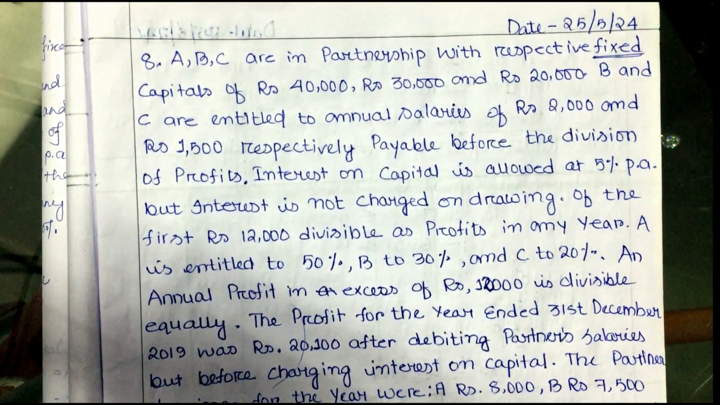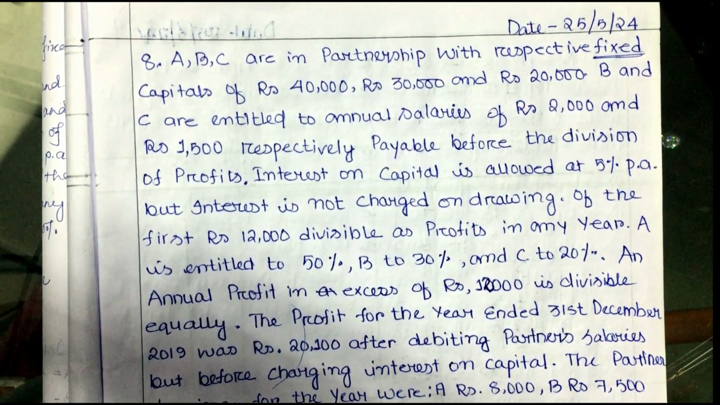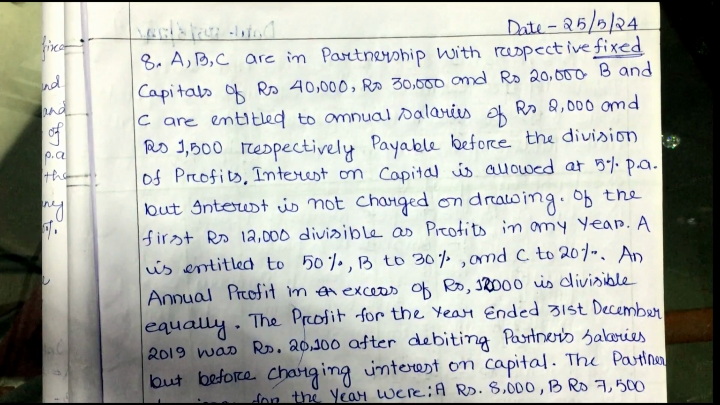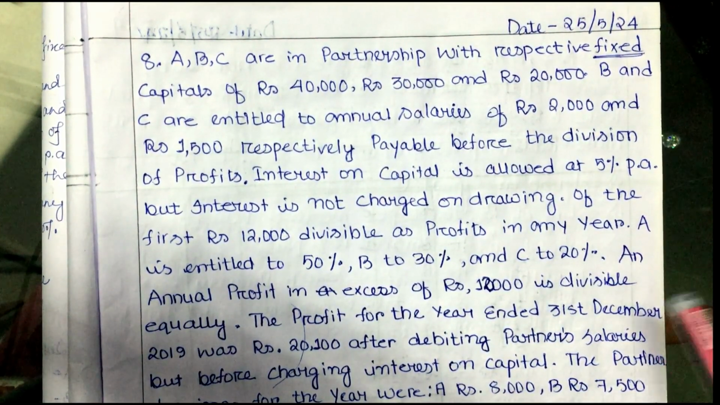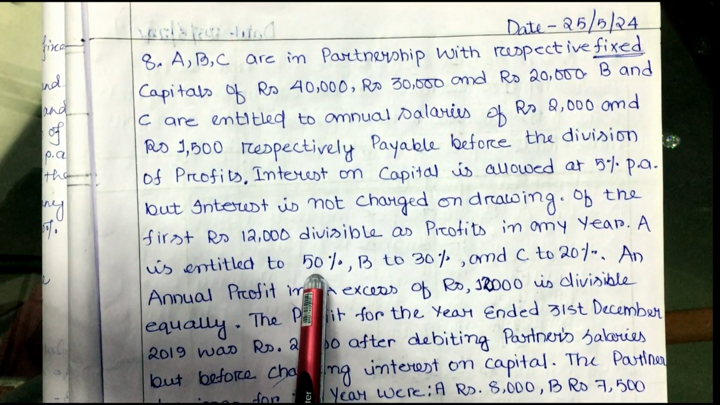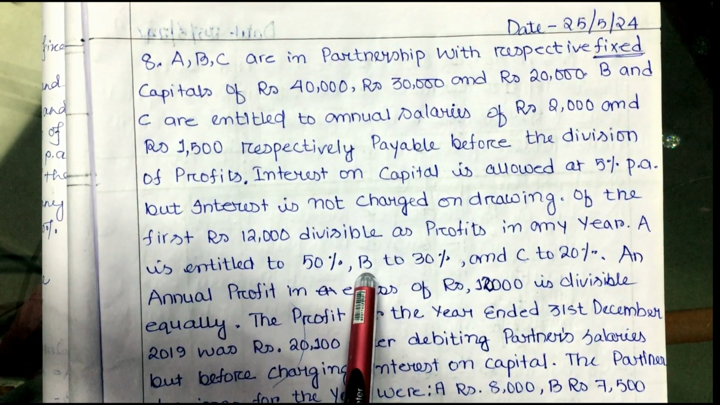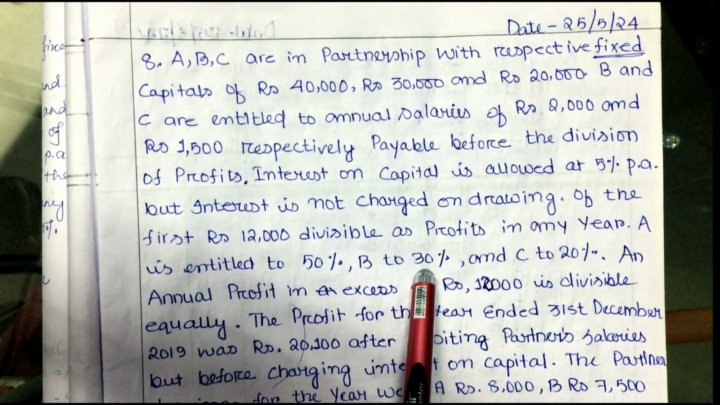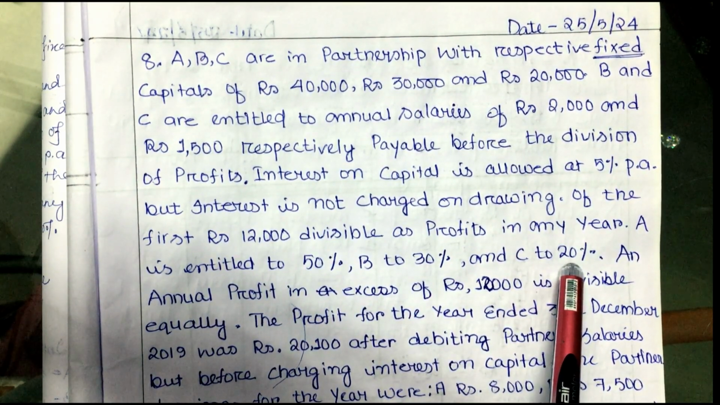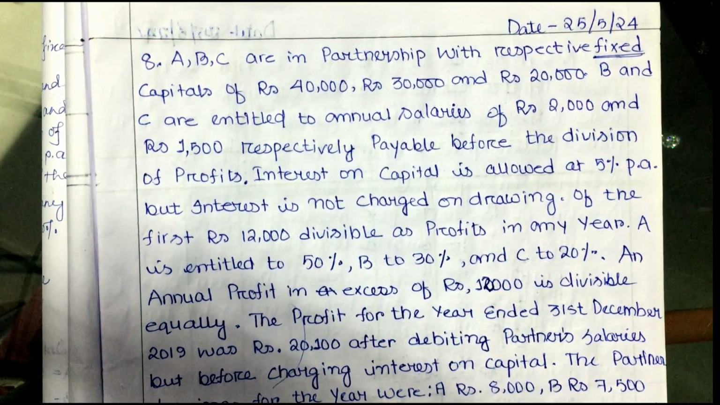Suppose the business organization earns a total of 24,000 of profit, then the first 12,000 out of 24,000 is to be distributed among A, B and C. A will get 50% of that 12,000 rupees, that means 6,000 rupees. B will get 30% of that 12,000 rupees, which will be 3,600 rupees, and C will get 20%, that means 2,400 rupees.